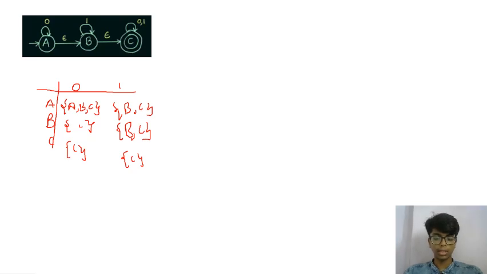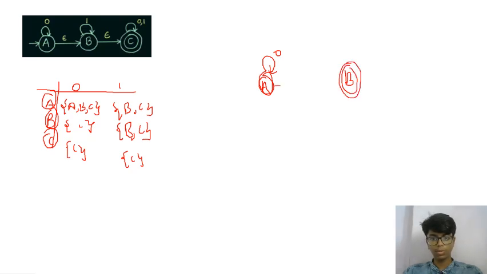Let's draw the NFA diagram. So what is the final state? Final state is that containing C, so A, B and C are all final states. A with input 0 goes to A itself, and A with input 0 also goes to B and C.